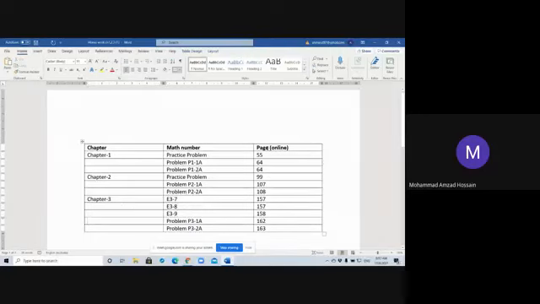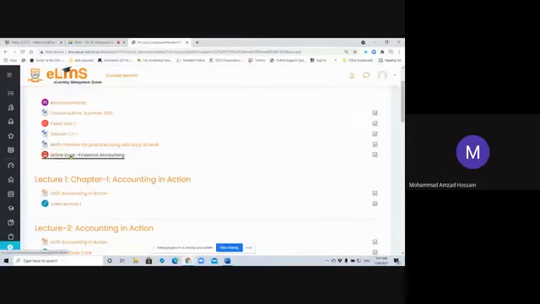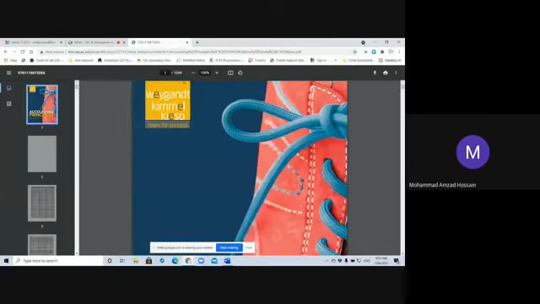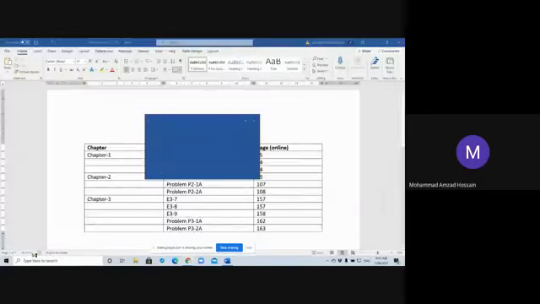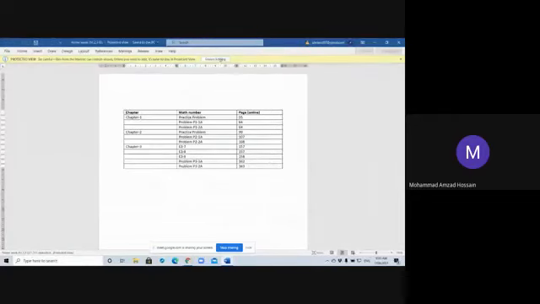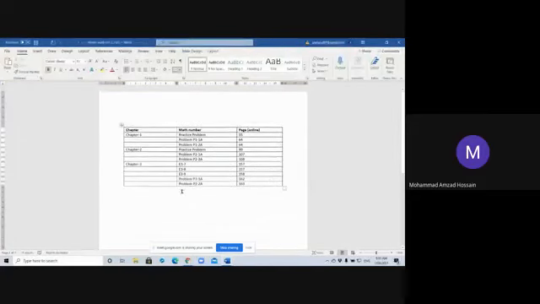I have given the online page, which means not the page number of the book, but the page number of the PDF file. For example, when you open the PDF file, there is a page number field, so that will be the page number, which is called the online page. For chapter 3: E3-7, E3-8, E3-9, problem P3-1A, problem P3-2A. So these are the problems you can follow.